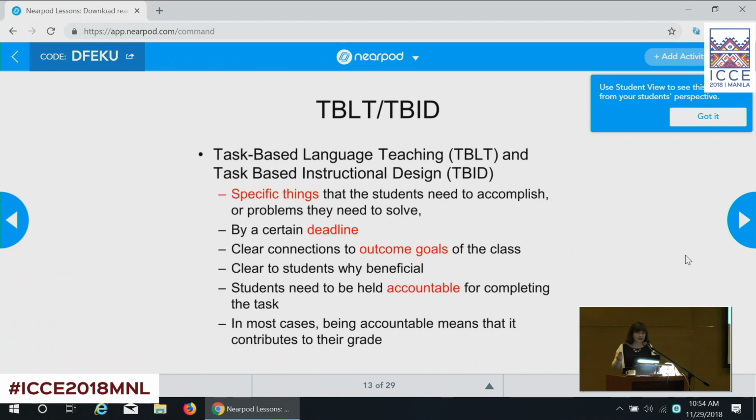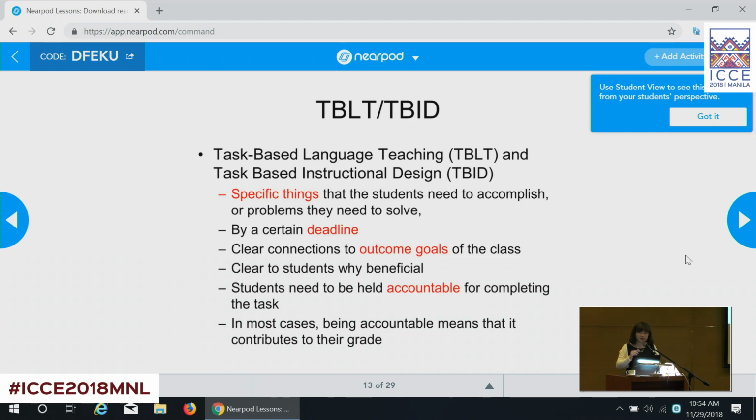And TBLT sometimes can be referred to as task-based instructional design. What are tasks? Tasks are the specific things that students need to accomplish, need to achieve, or problems they need to solve by a certain deadline. And there should be a very clear connection between the tasks and the outcome goal of the class. And we should also make it clear to students why we are using the tasks.